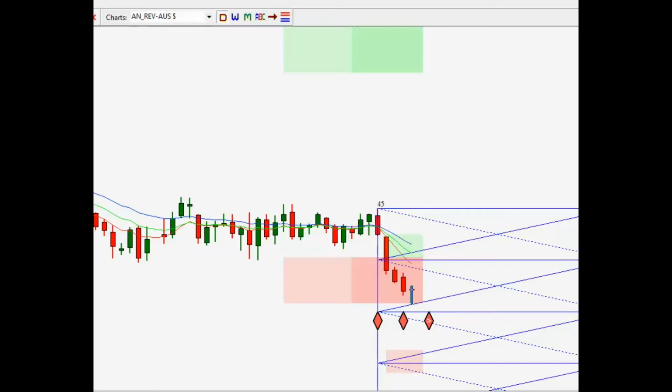Okay, what I'm currently showing you here is the daily chart of the Australian dollar futures contract, which means that you can basically trade the Australian dollar US dollar Forex pair just as well. It's basically the same exact chart pattern.